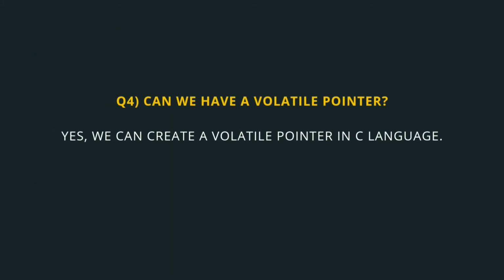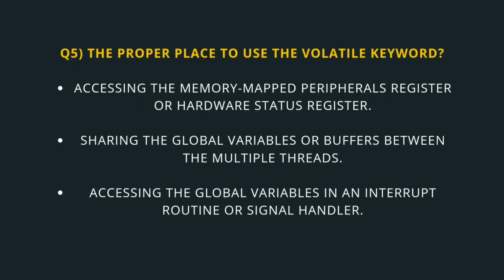Can we have a volatile pointer? Yes, we can create a volatile pointer in the C language whenever required. What are the proper places to use the volatile keyword? As you can see, there are 3 proper places: accessing memory mapped peripherals, registers or hardware; global variables and buffers between multiple threads; and interrupt routines and signal handlers. These are mostly used in embedded.